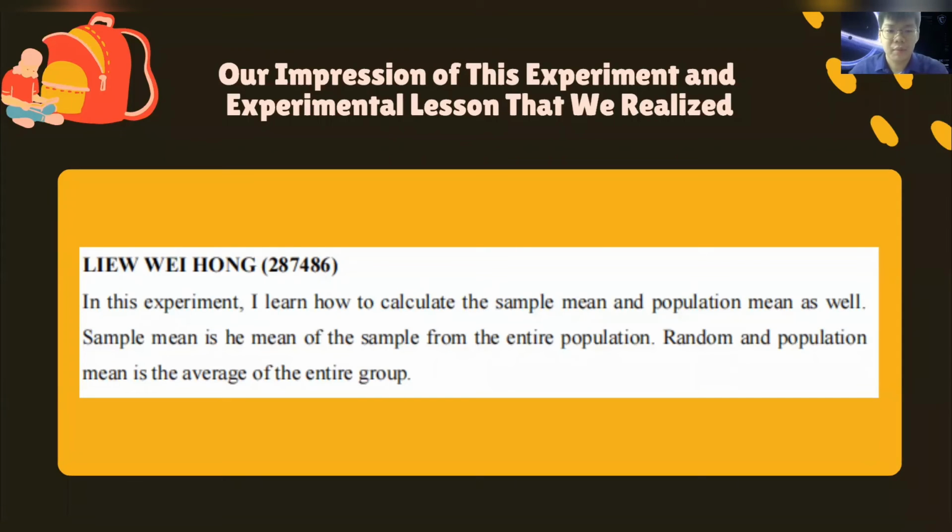In this experiment, I learned how to calculate the sample mean and population mean as well. The sample mean is the mean of the sample taken randomly from the entire population, and the population mean is the average of the entire group.